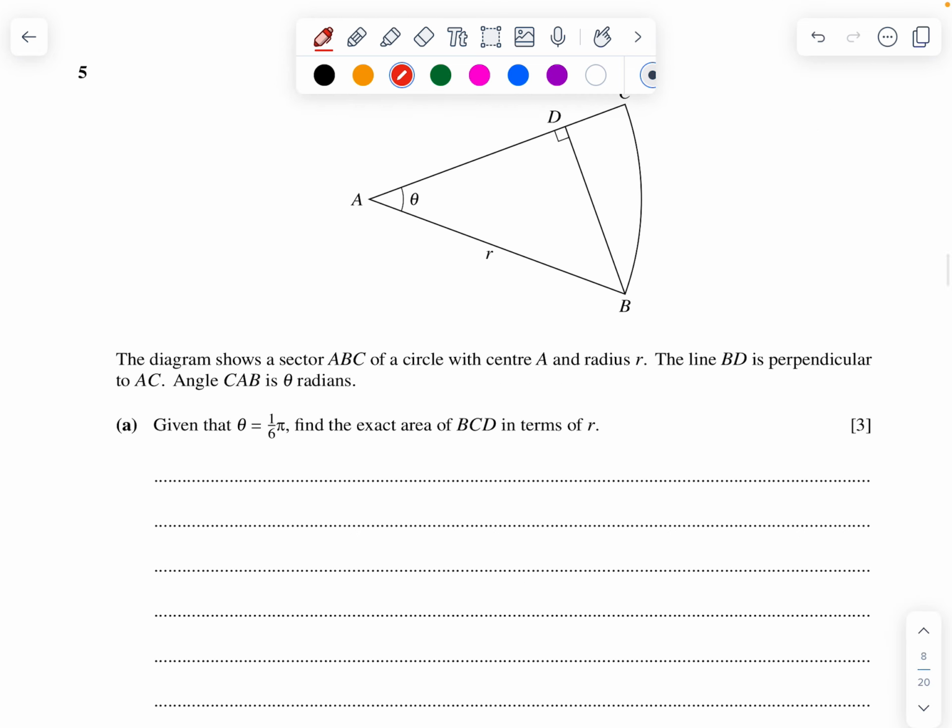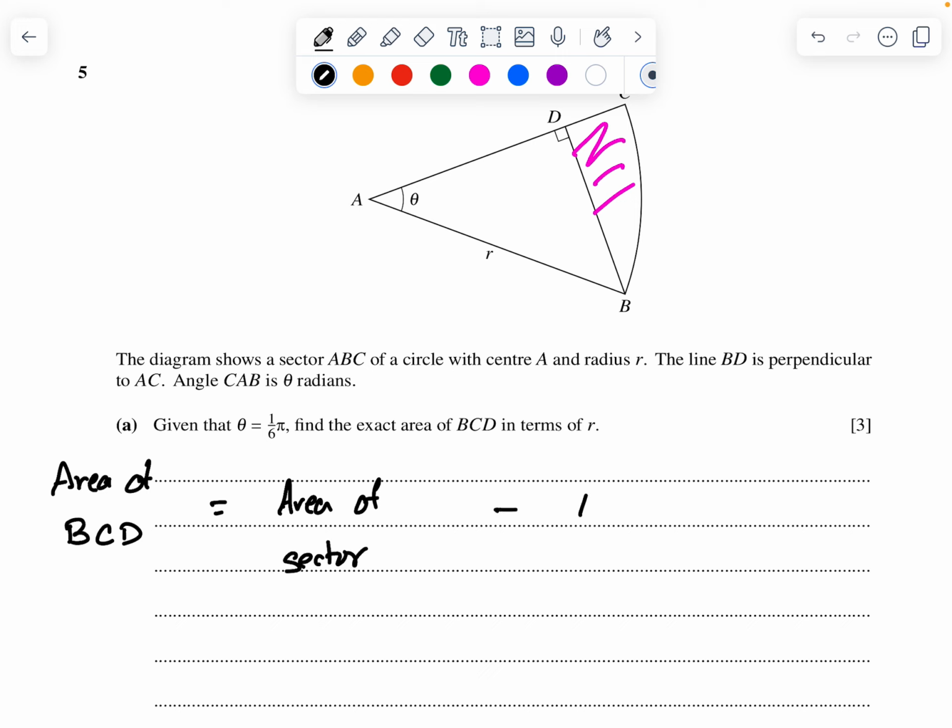Now question number 5. The diagram shows the sector ABC of a circle with center A and radius R. The line BD is perpendicular. Given that θ is π/6, find the exact area of this region. So we have to find the area of the shaded region BCD. Area of BCD equals area of sector minus area of triangle.